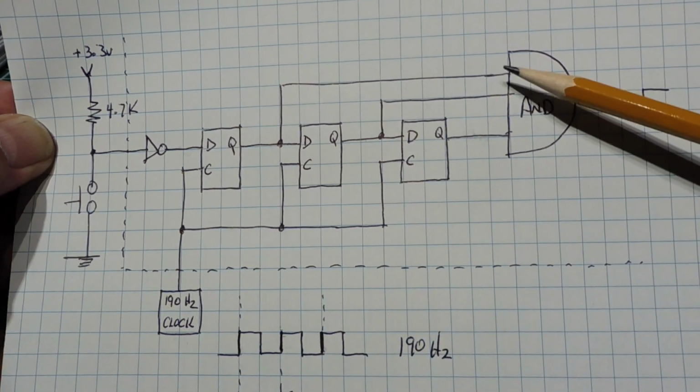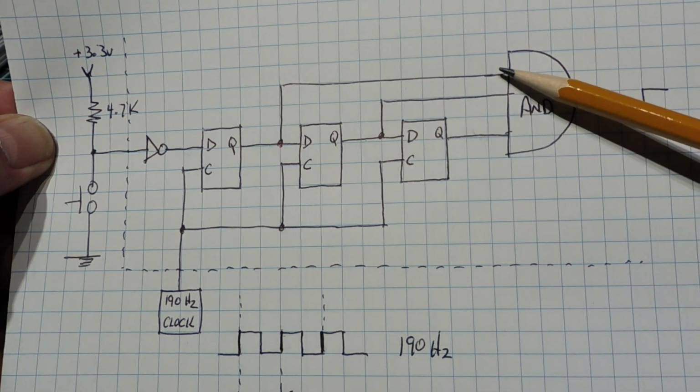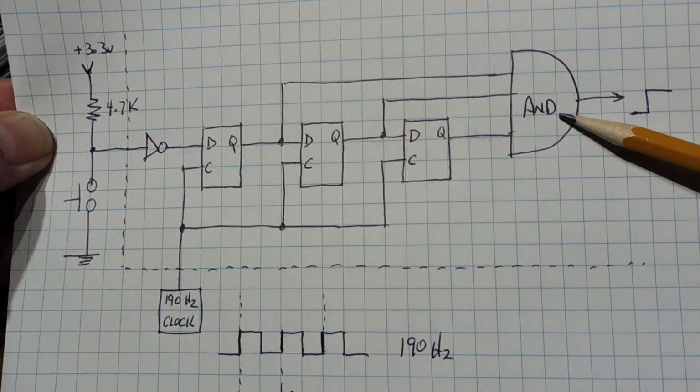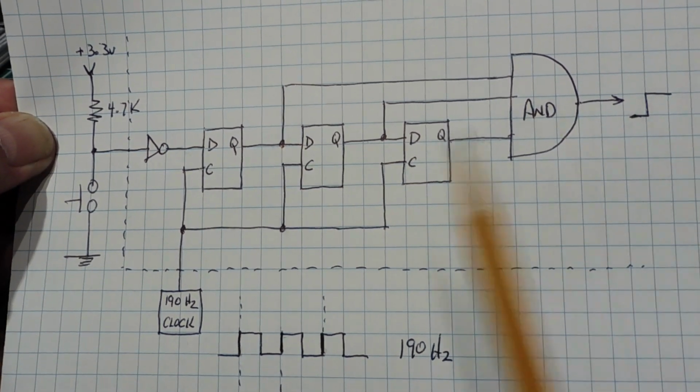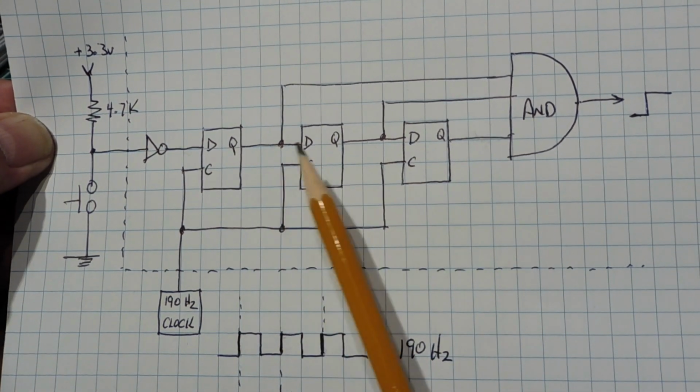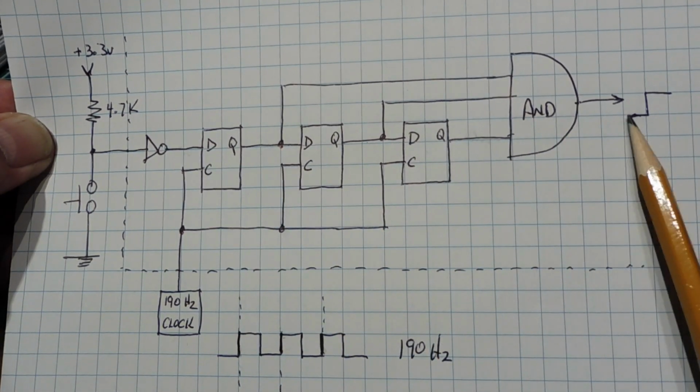So if you have a 0 on any one of the Q outputs, that'll be any one of the inputs to the AND gate, we're going to have a zero on the output. It's going to disable this AND gate. So when the bounce stops and we get a clean 1 going through all three flip-flops, then we're going to get a 1, 1, 1 on the AND gate, and the output will go high.